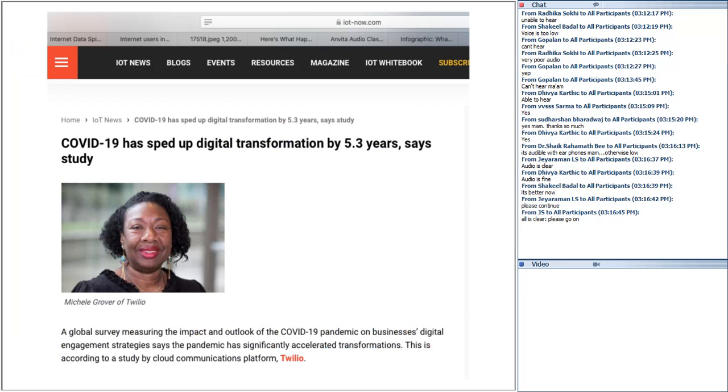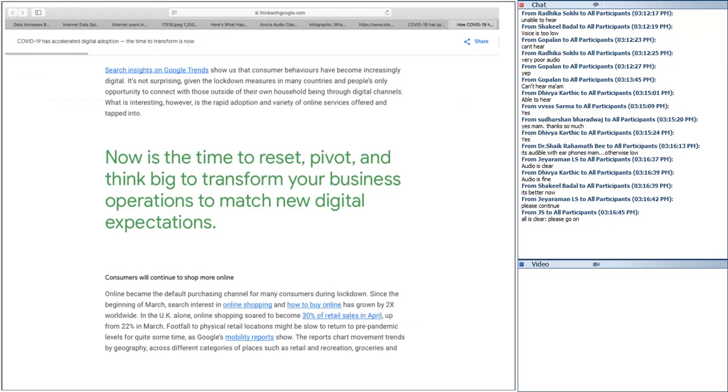Now, this is the number I quoted earlier in my talk, that COVID has accelerated digital transformation by close to 5.3 years. As per this research paper published by thinkwithgoogle.com, it says it's time to research, pivot, and think big, right? Not just with COVID, though, because the last two articles that I demonstrated relate to acceleration in the context of COVID.